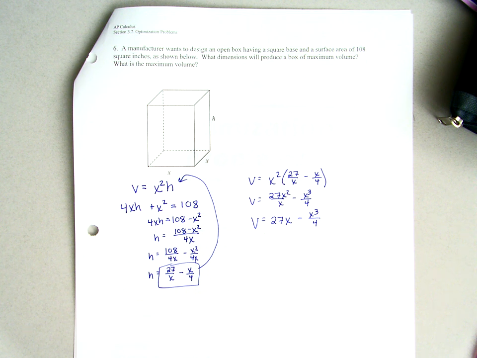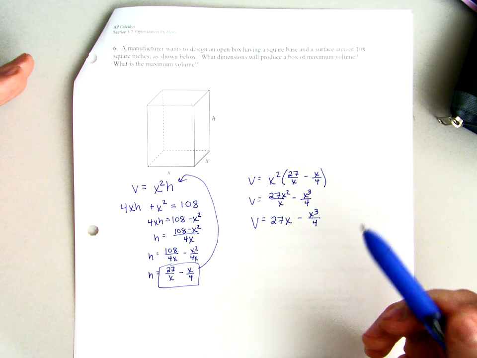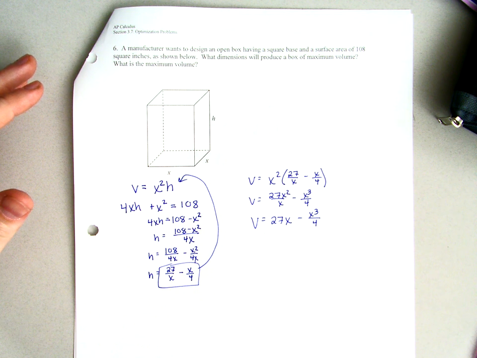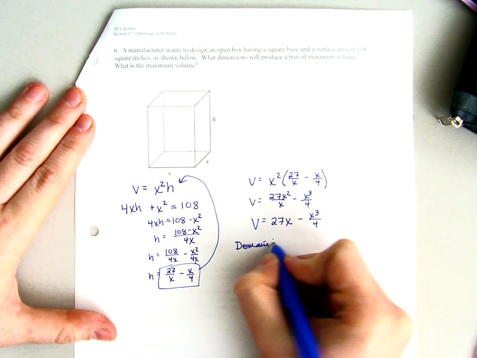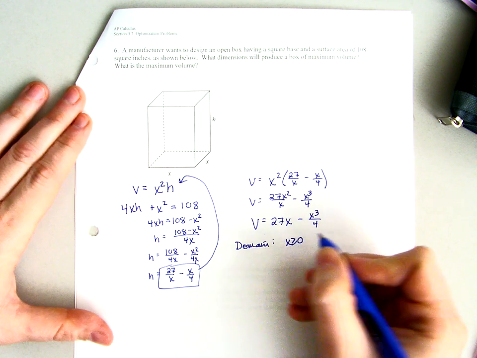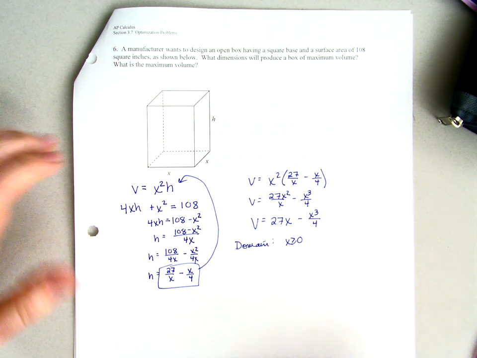As for the domain, this is going to be a pain. I know that x has to be positive. Surface area is 108. You know what? Forget about this. Let's just say that I know x is greater than or equal to 0, and rather than using the candidates test, I'm going to try to use that global justification that we talked about in class.